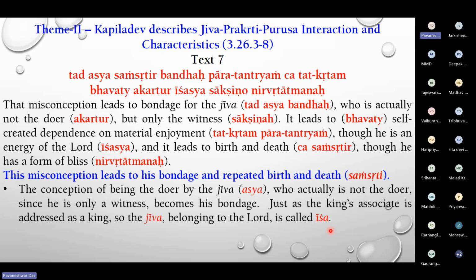If we say that I am the witness, I am not the doer, there will be no bondage to the Jiva. The moment we say that I am this body, I am the doer, and hence I am the enjoyer, there is bondage. There is karma. There is repeated cycle of birth and death.